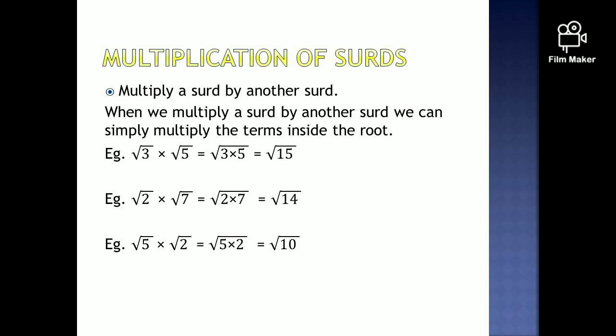Now we are going to multiply two surd terms. For example, if you multiply root 3 by root 5, simply you can multiply the terms inside the square root. Remember, this is only applicable if the two numbers you multiply are both surds. So if you multiply root 3 by root 5, your answer is root 3 into 5, root 15. For example, root 2 multiplied by root 7, the answer is root 2 into 7, root 14. Root 5 into root 2 would be root 5 into 2, root 10. Hope you can understand how to multiply two surd numbers.